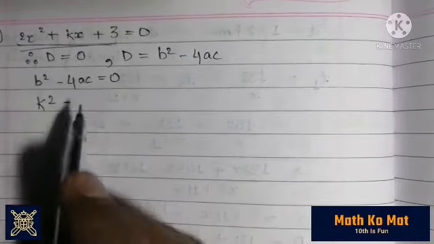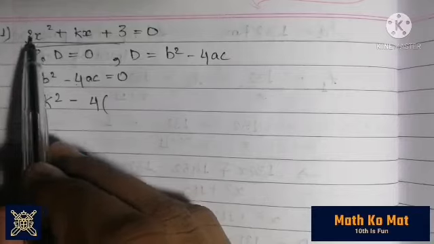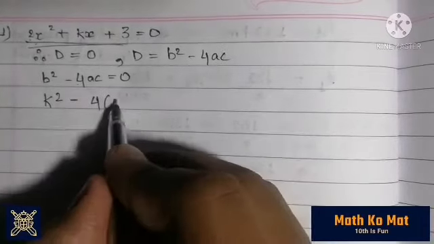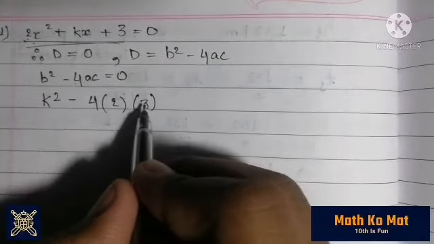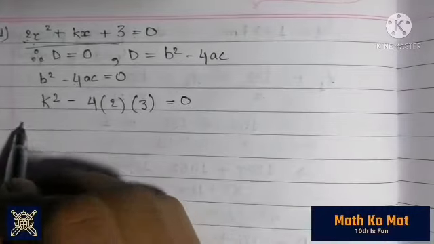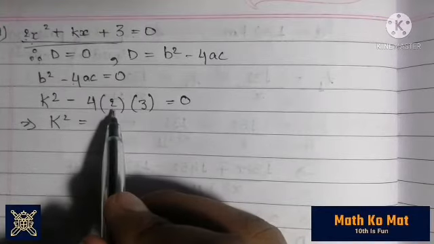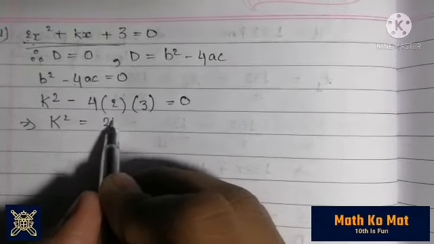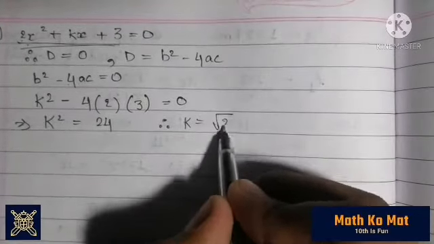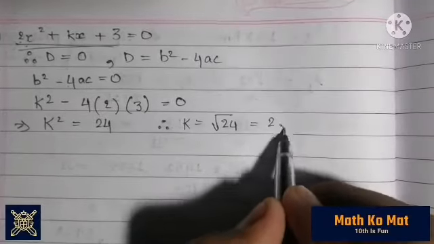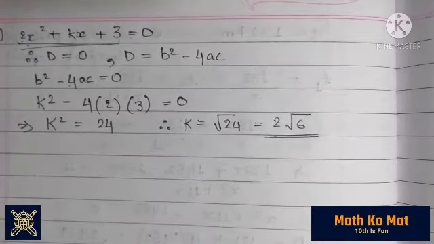minus 4 into a, here a is 2. As you can see, the coefficient of x square is a. So 4 into 2 into the constant term 3. So k square minus 4 into 2 into 3 is equal to 0. This implies that k square is equal to 4 2s are 8 and 8 3s are 24. So k square is equal to 24. Therefore, the value of k is equal to root 24, and this is equal to 2 root 6. So we have found the value of k for the first equation. Now let's move on to the second one.